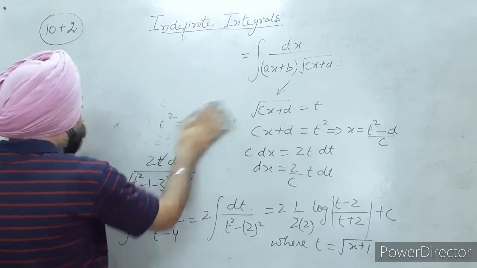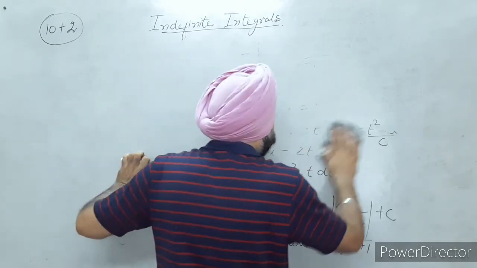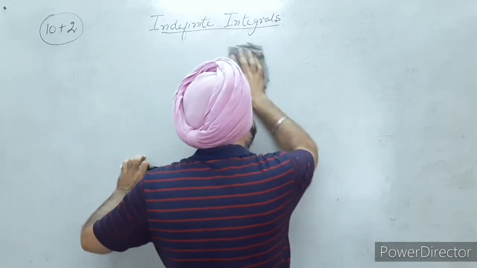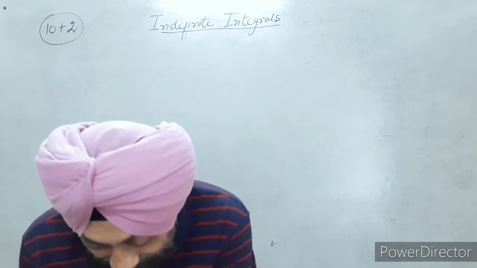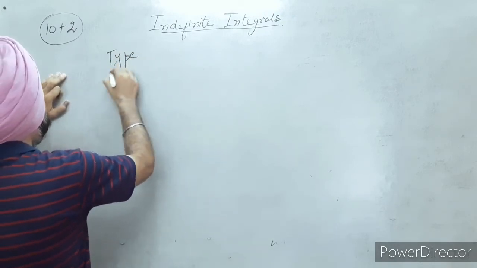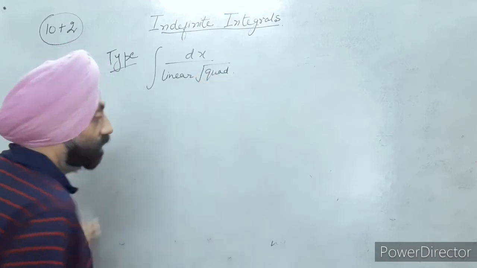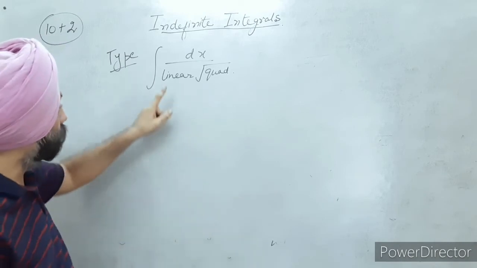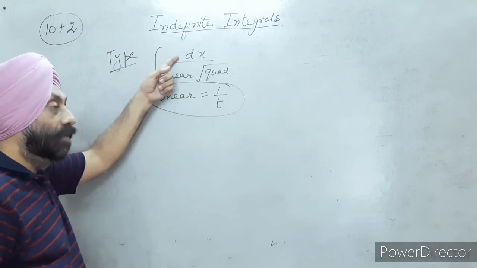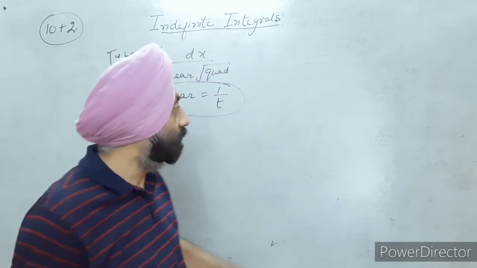Right? Now, another type, the third type of today's lecture. It can be dx upon linear into under root of quadratic. Right? It can also be quadratic into under root of linear. Now in this case, what we are going to do, we are going to put this linear as 1 over t. Then find the value of dx, find the value of x, substitute here to get the required answer. It will be clear if I do a question for you.